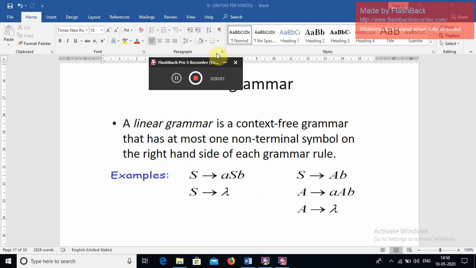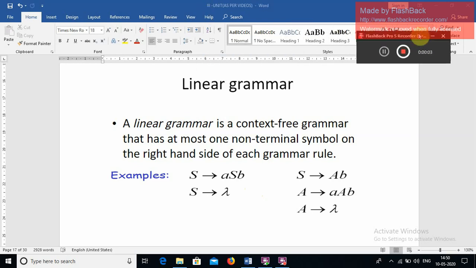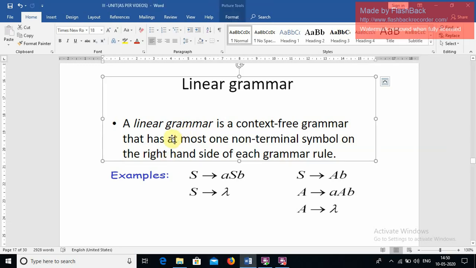Hi everyone. The next topic is linear grammar. A linear grammar is a context-free grammar that has at most one non-terminal symbol on the right hand side of each grammar rule. In general, a grammar consists of production rules with two parts, LHS and RHS. If you have at most one non-terminal symbol on the RHS, remember this, at most one, that context free grammar is said to be linear grammar.